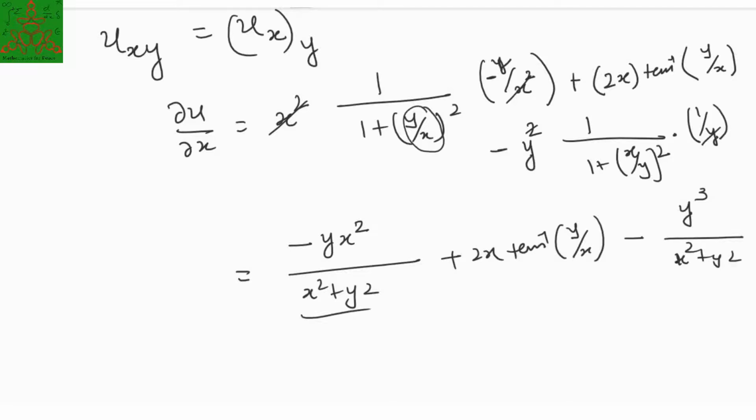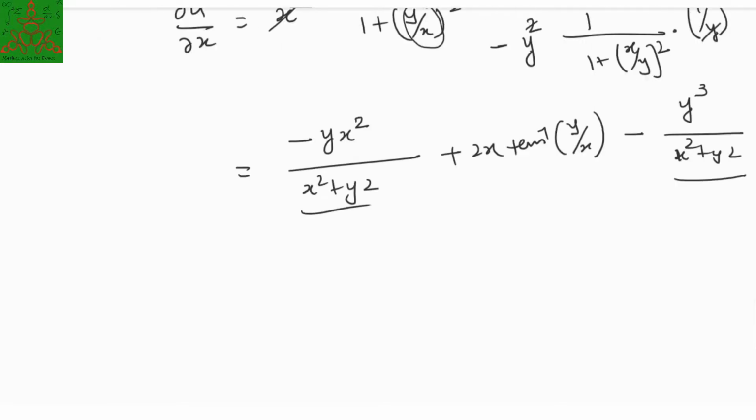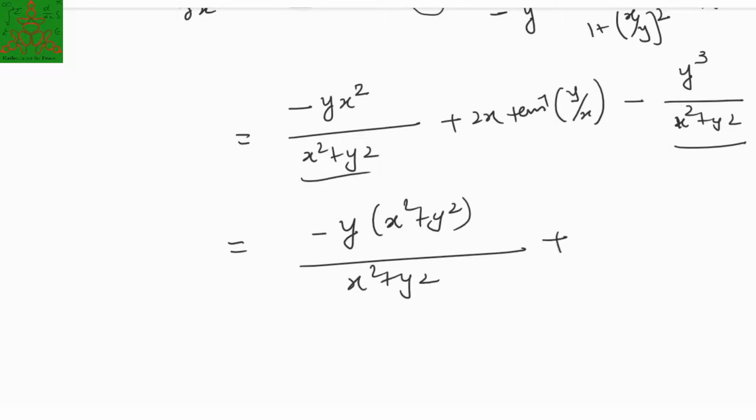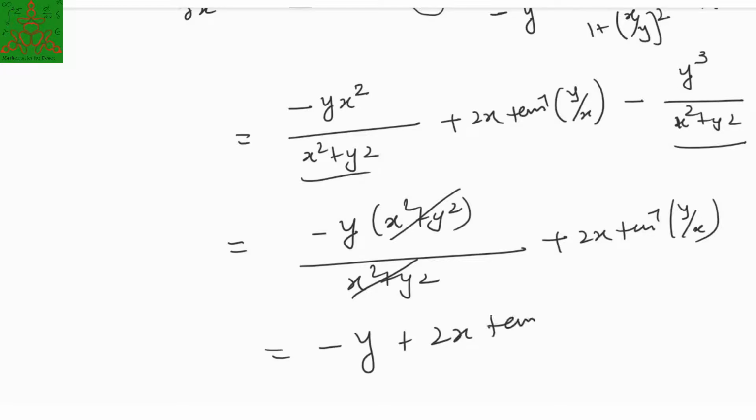Now from these two terms you can just see that y is common, so what you will have is minus y into x square plus y square, because the minus sign I can also take common, upon x square plus y square plus 2x tan inverse of y by x. So you just see that this x square plus y square will get cancelled. So finally you will have minus y plus 2x tan inverse of y by x. This will be del u by del x.